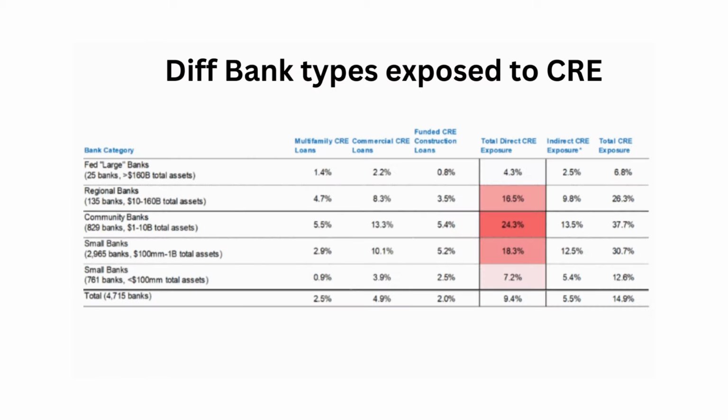This chart talks about different bank types and how much they are exposed to commercial real estate: large banks, regional banks, community banks, and small banks. If you see here, regional banks and community banks are exposed 18% and nearly 25% to commercial real estate, which means if something goes wrong with commercial real estate, then regional banks and community banks are in trouble. That is what is happening right now. Both Signature Bank and FRC come under the regional banks.